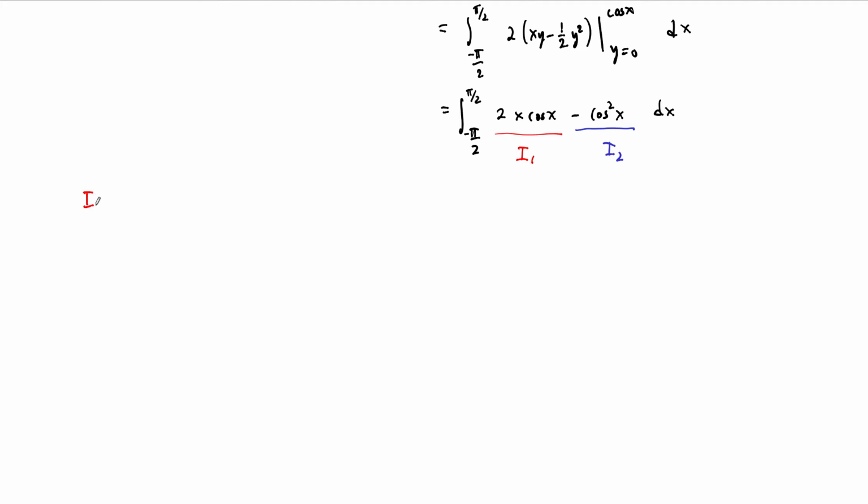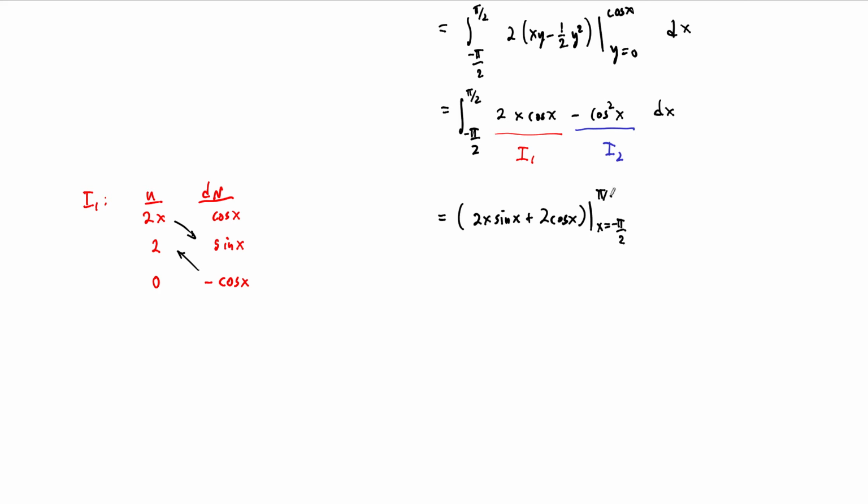So for I1, what do we have? This has got to be done by parts. So our u is 2x, and our dv is cosine x. The integral of cosine x is positive sine of x. And so, what do we end up with here? Just by doing our little plus, minus on the table, this should be 2x sine of x plus 2 cosine of x, and we plug in our boundaries. So x goes from negative pi over 2 to positive pi over 2.